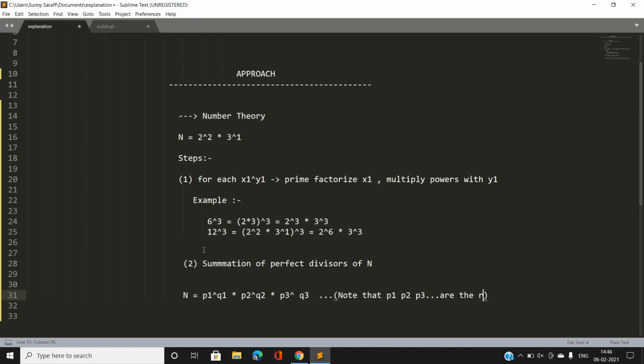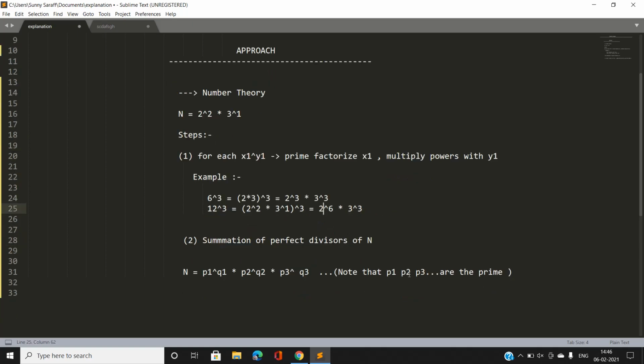Okay, so how I have got this is from step 1, that is, I'm going to prime factorize the base and adjust the y1 to e, and I'm going to distribute y1 to each of the powers on the prime factorization of its base. That is, as you can see from the example here also, note that p1, p2, p3 are the prime numbers.